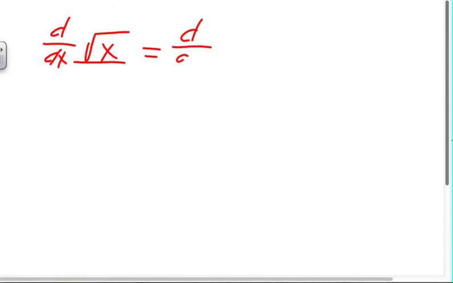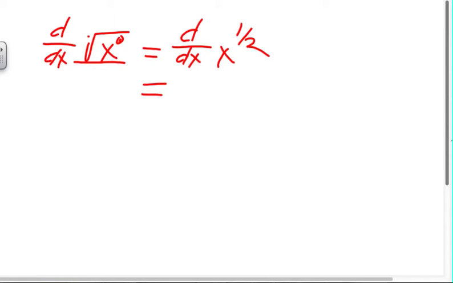Say I want to take the derivative of the square root of x. The first thing I have to do is rewrite this as a rational exponent. It's d/dx of x to the 1/2, because the power here is understood to be 1, and it's a square root.